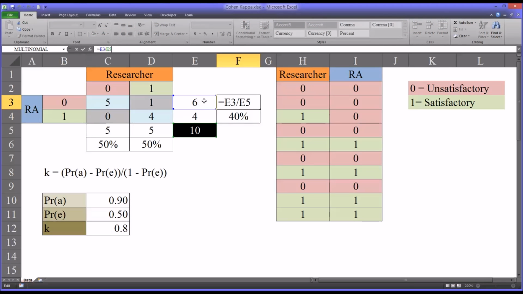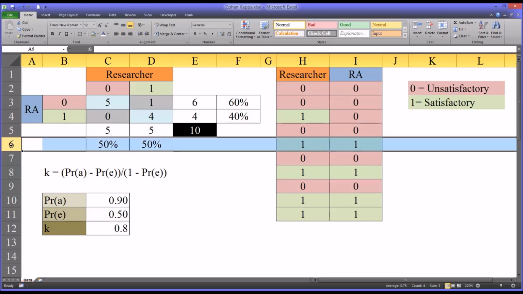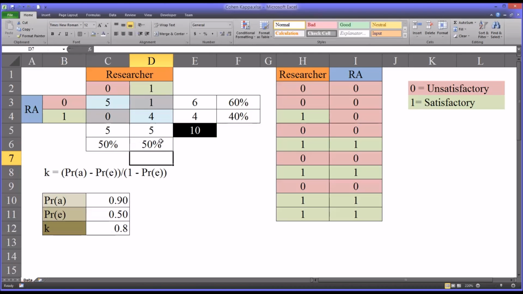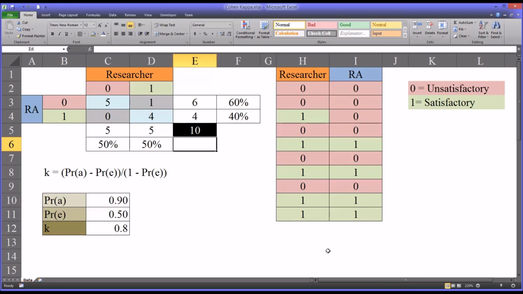This is 6 divided by 10. That's how I arrive at the 60%. And the 40% is 4 divided by 10. And similarly, for this additional row, the 50% is 5 divided by 10. And the other 50% is 5 divided by 10. So once you have all these data inputted and calculated, you can calculate Cohen's kappa.